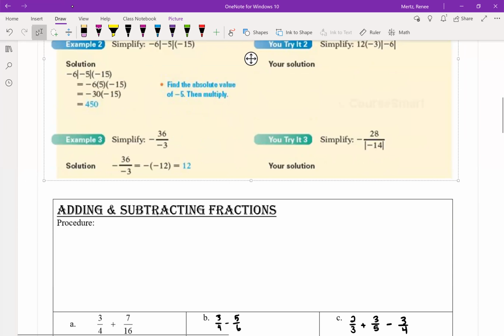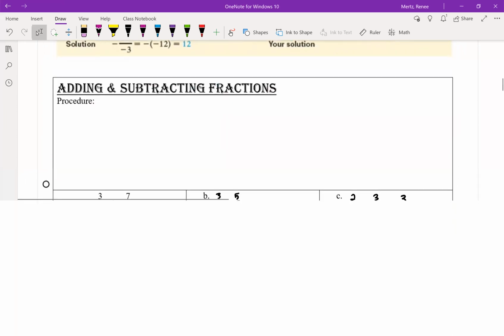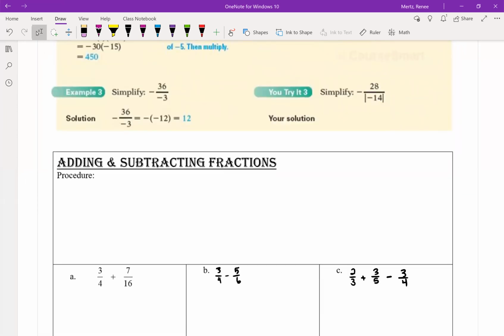I'm going to go on to adding and subtracting fractions. So when we add or subtract fractions, you may remember, step 1 is to get a common denominator. There's a few different ways we can find a common denominator. One is just to multiply the denominators together. That won't always give us the least common denominator, but it will help us. Or compare them and find the smallest number that they can all become.